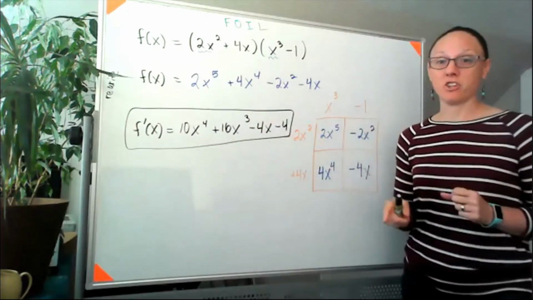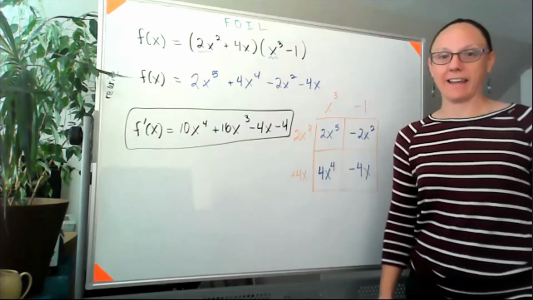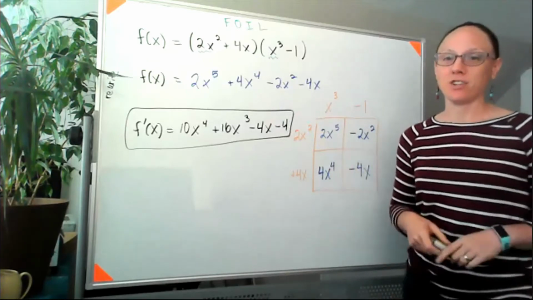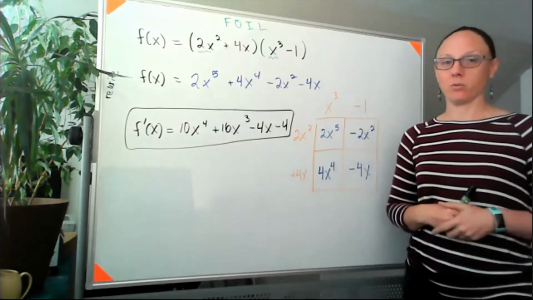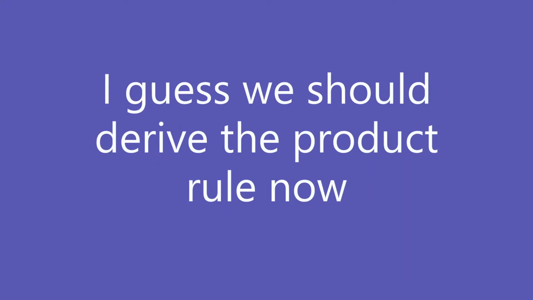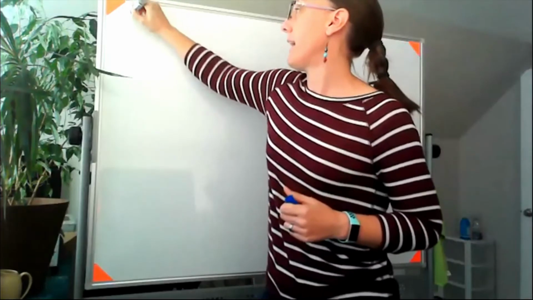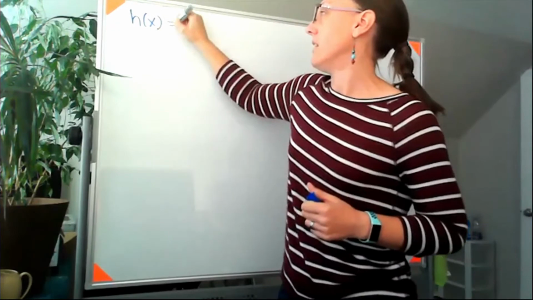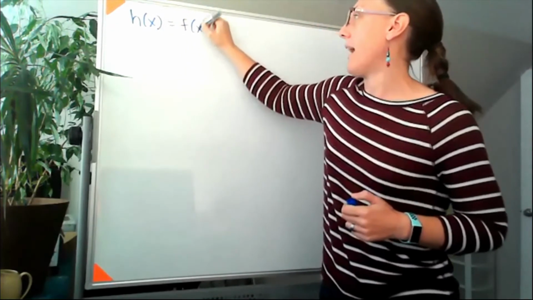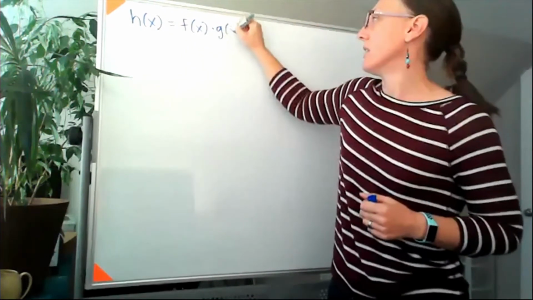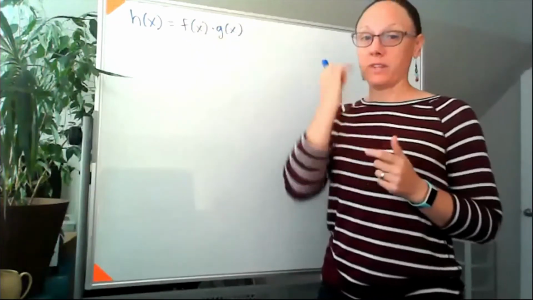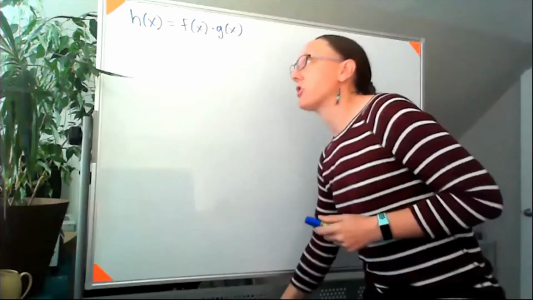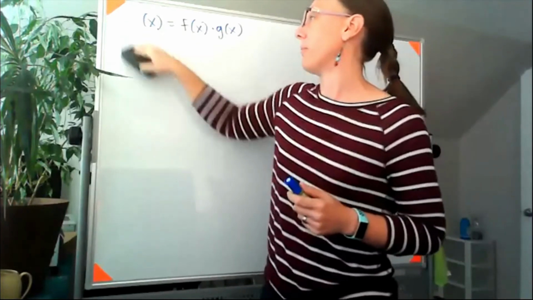Now there's a question in the chat, and that's exactly where I was headed next. The question in the chat is asking, could we also use the product rule? Why, yes, we can. And my h of x is going to be equal to f of x times g of x. So we've got multiplication between these two functions, and h is not a good choice of letter for me. I lied.